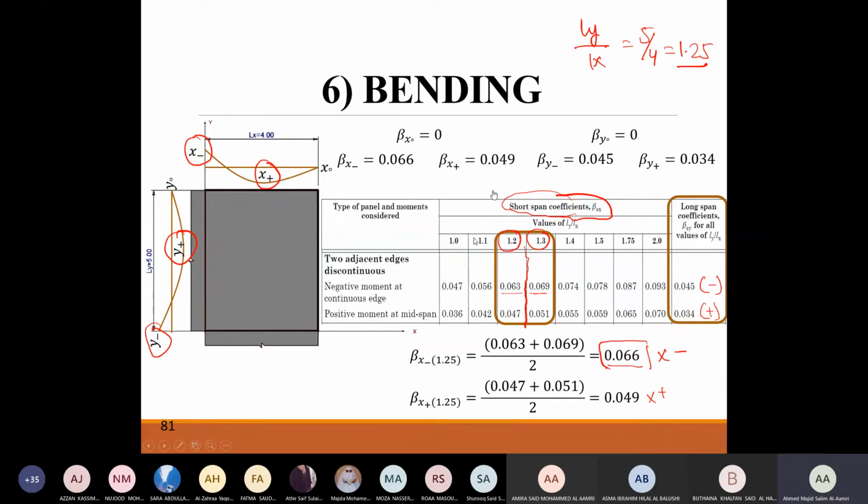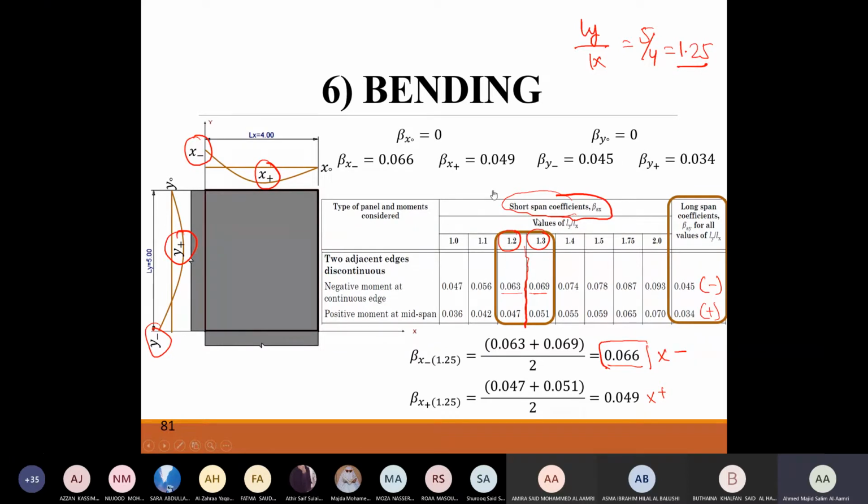So we have here for x, we have 1, 1.1, 1.2, 1.3, 1.4, 1.5, 1.75, and then 2. For y, we have one value for all the cases, for whatever Ly by Lx value. So we can directly find our y negative and y positive, because it does not depend on the value of Ly and Lx. So the negative moment in continuous edge is going to be 0.045 for negative y, and for the positive, it's going to be 0.034 for y as well. We have got y positive, y negative.